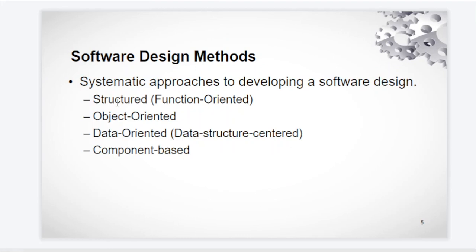Next are systematic approaches to developing a software design. Number 1 is structured, such as function oriented. Number 2 is object oriented. Number 3 is data oriented, such as data structure centered. Number 4 is component based.